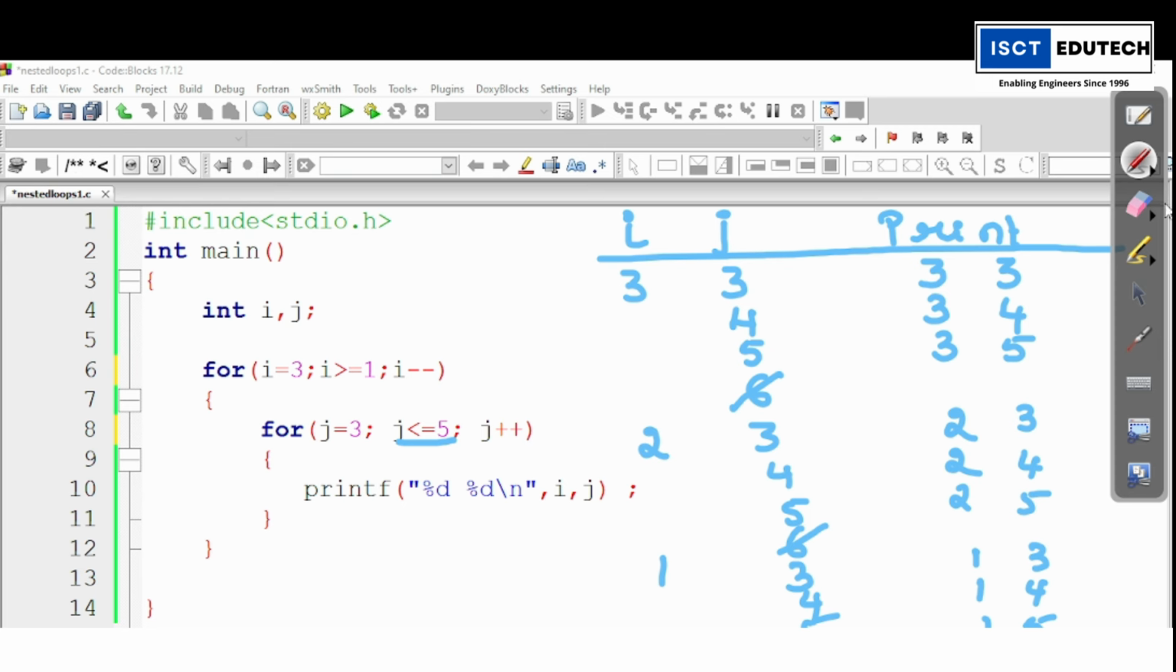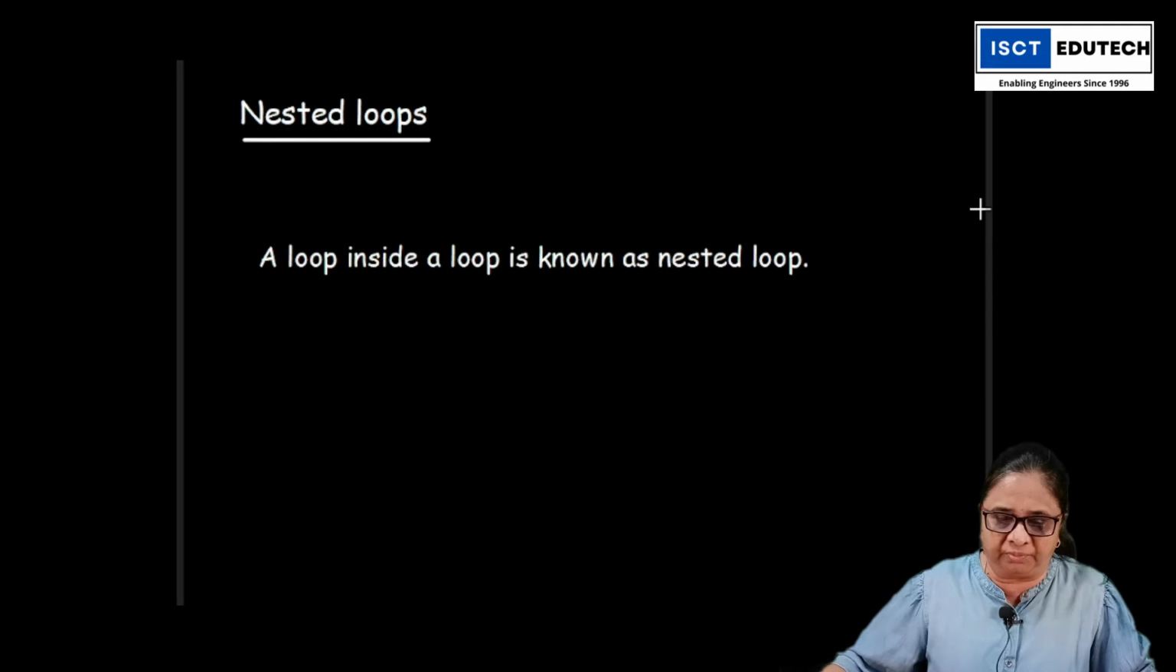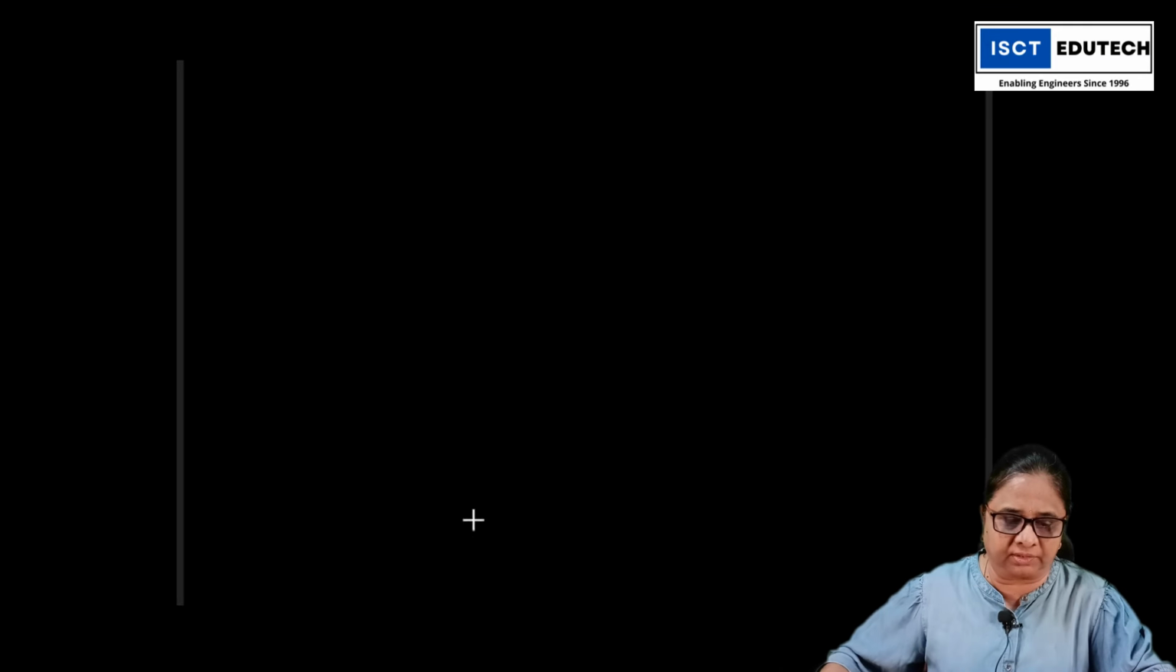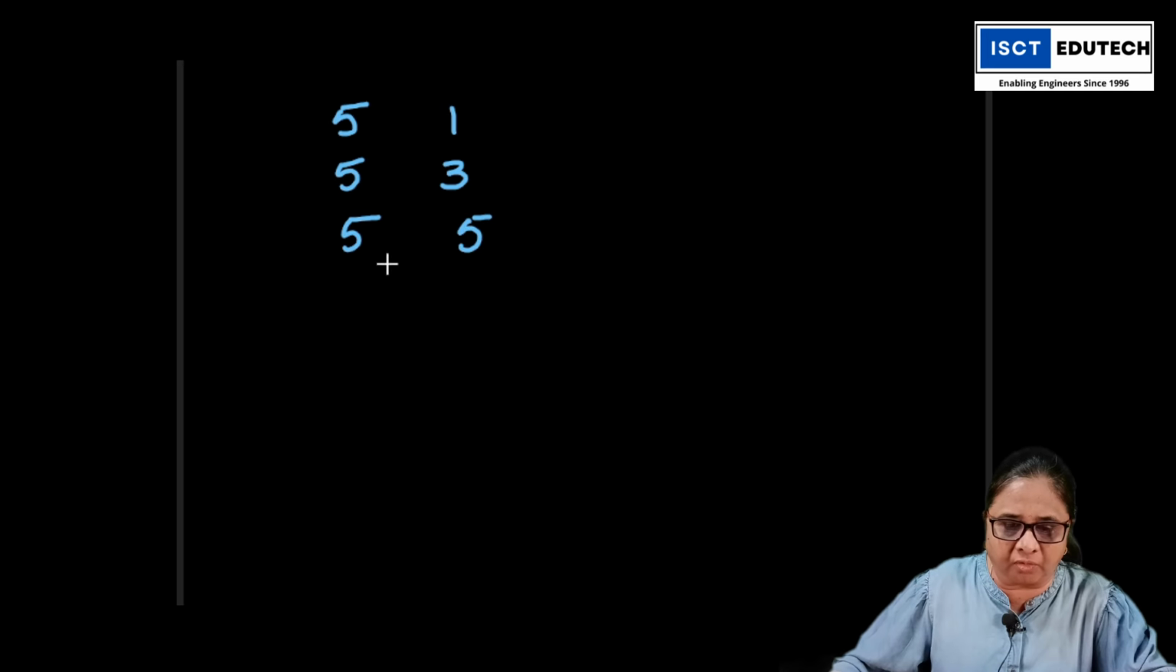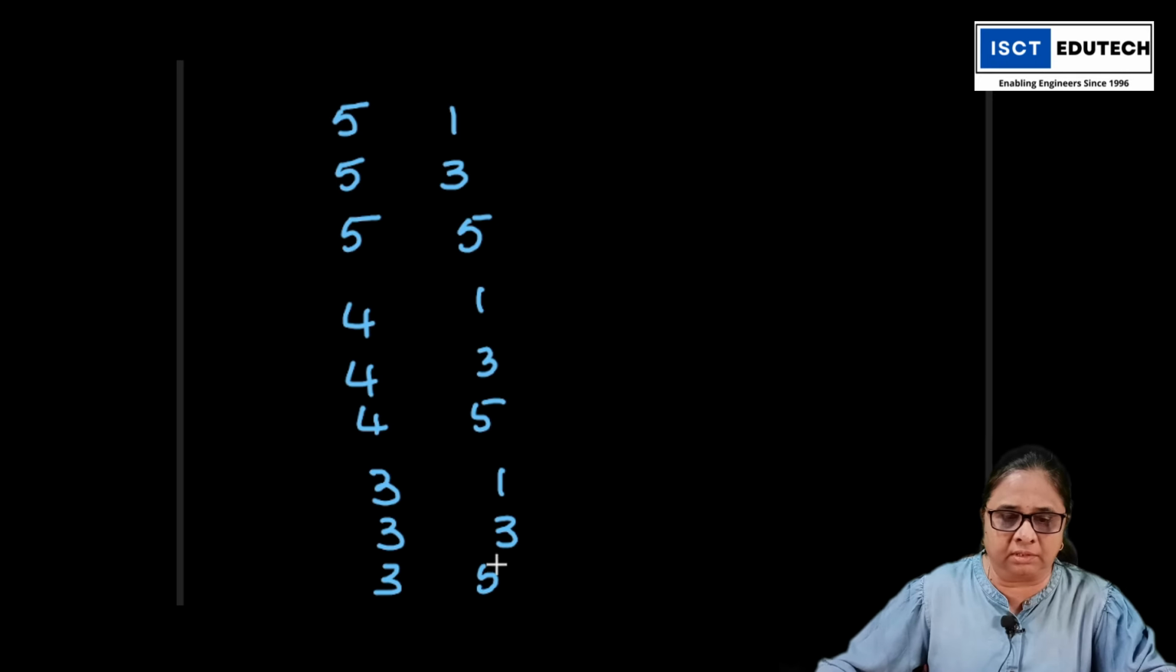Next, you can try one small example. I will give the output. You decide what should be the loop for this. I want the output like this. It should print 5, 1, 5, 3, 5, 5. 4, 1, 4, 3, 4, 5. 3, 1, 3, 3, 3, 5. So you can consider this as the I loop and this is the J loop. So you decide what will be the loop to get this output.